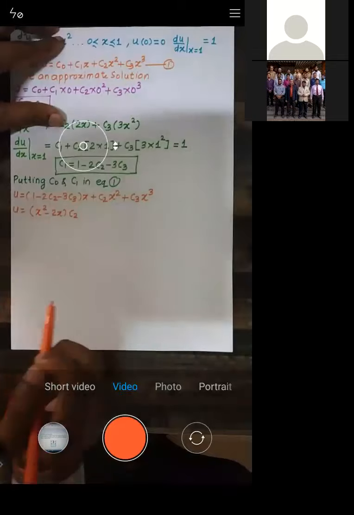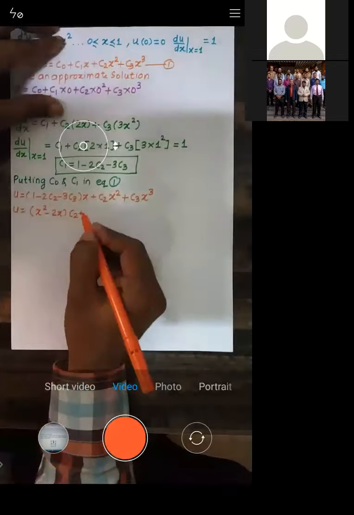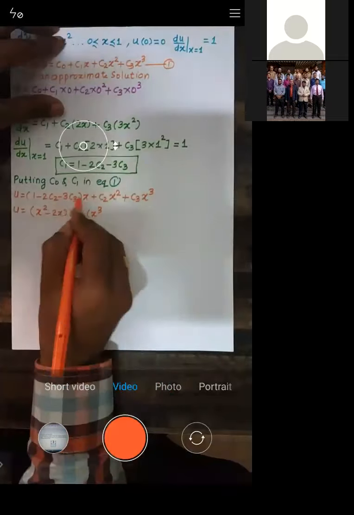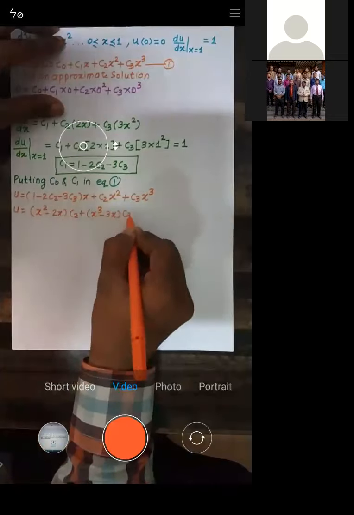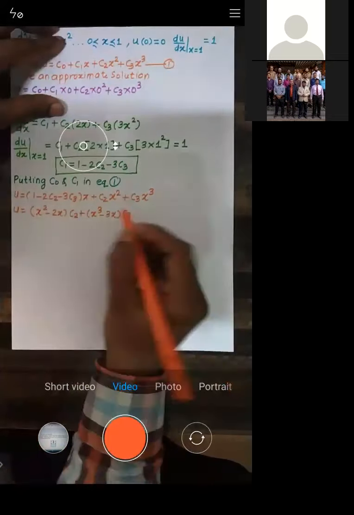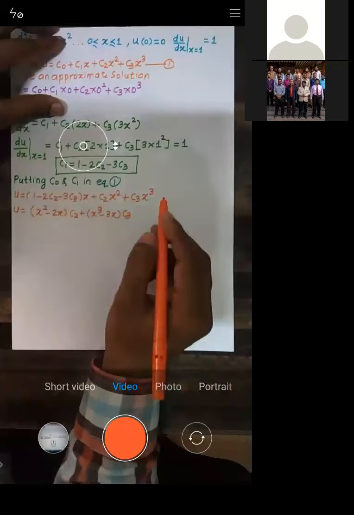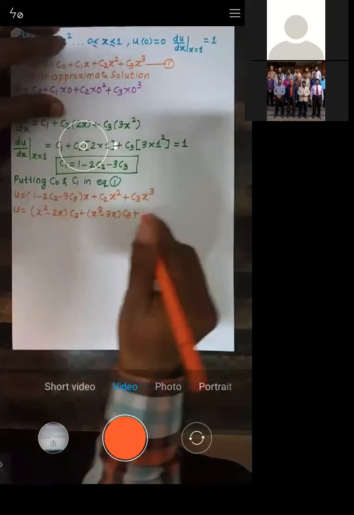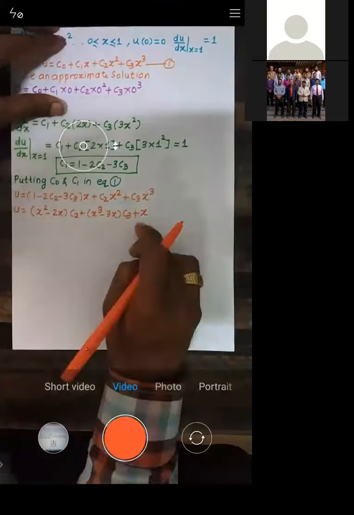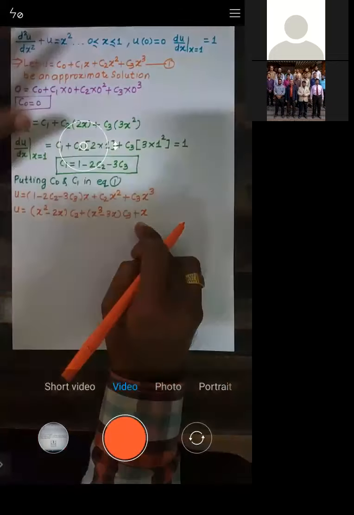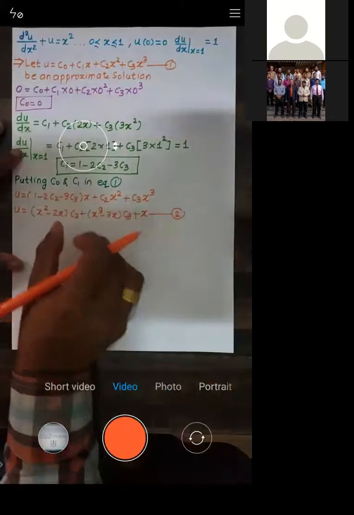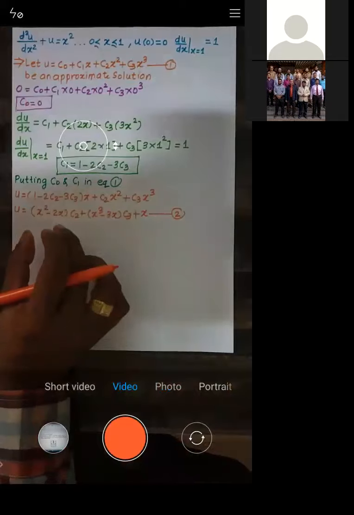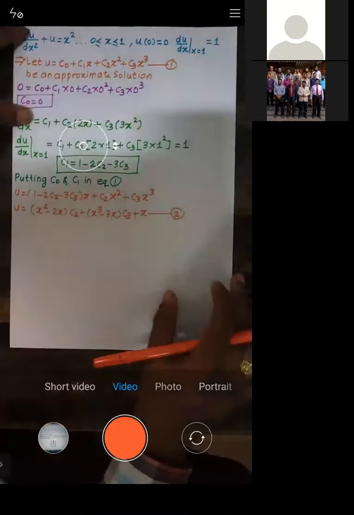Then I will club the terms having coefficient c3. So this becomes x cube minus 3x, c3, plus 1 into x, it's x. Either you see this equation or that equation, both are one and the same. What I have done in this equation is just clubbed the terms having coefficient c2, then the coefficient c3, and some constant term. That is the only thing I've done.